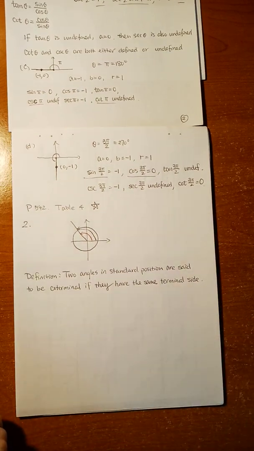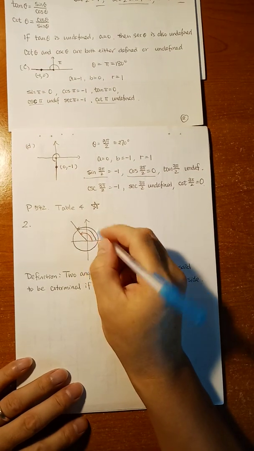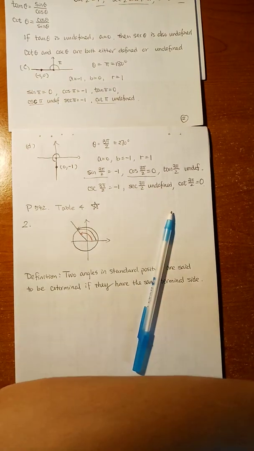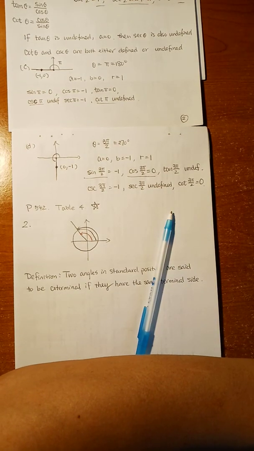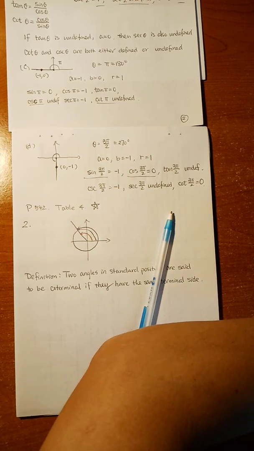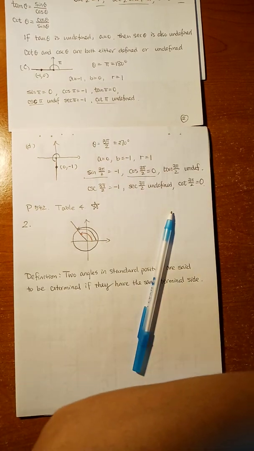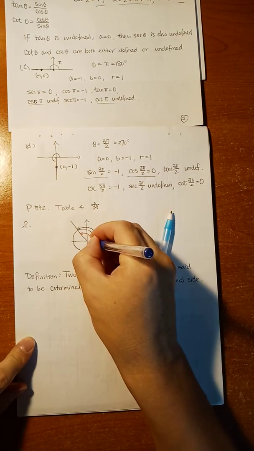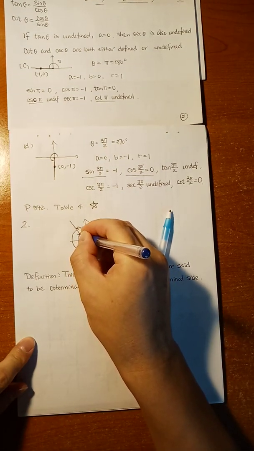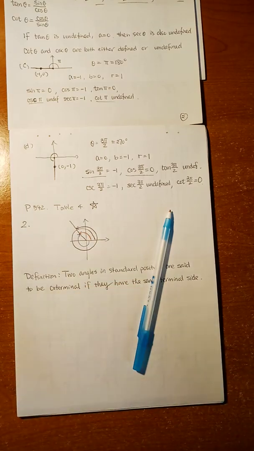They share the same terminal side, or maybe this one. Let's see. It's positive this way. Where's my other? Let's see. Blue one. Okay, this one. This blue. These three angles are all coterminal, right?